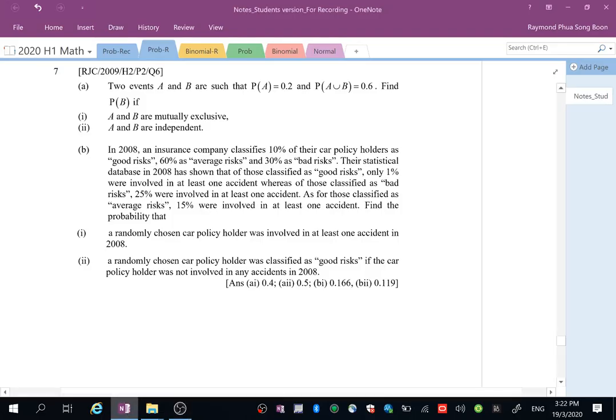Okay, now let's look at question 7. In part A of the question, you are given two events A and B and two pieces of information, probability of A and probability of A union B. So you are asked to find probability of B if events A and B are mutually exclusive. So you need to recall the properties of mutually exclusive events.